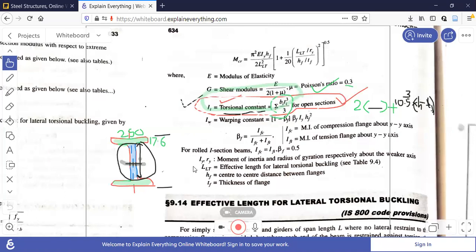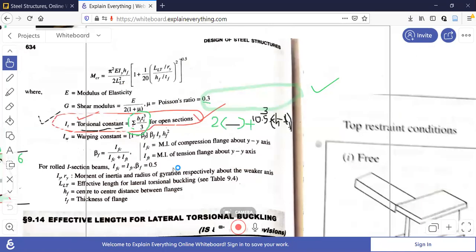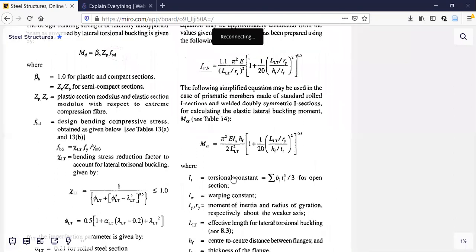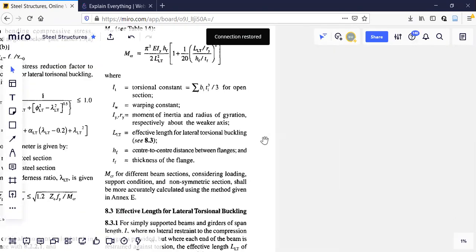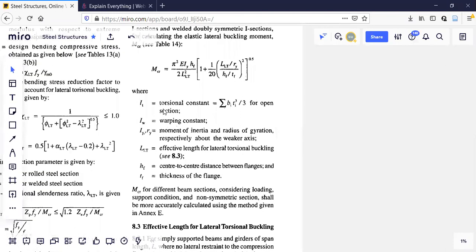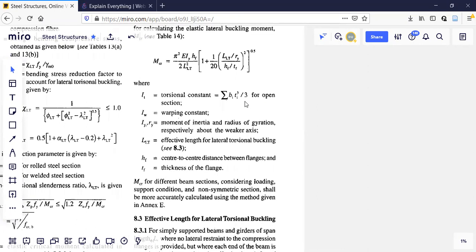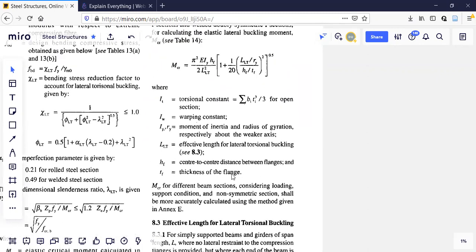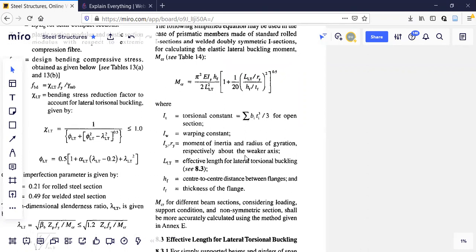You can see this one here. In the code book, the torsional constant is summation b t cube by 3. They are calling it bi ti raised to 3 by 3, generalized. To generalize, i is used there. You can say bt cube by 3 for open sections. Warping constant Iw, we are going to calculate this one. Then only you are able to find out MCR.